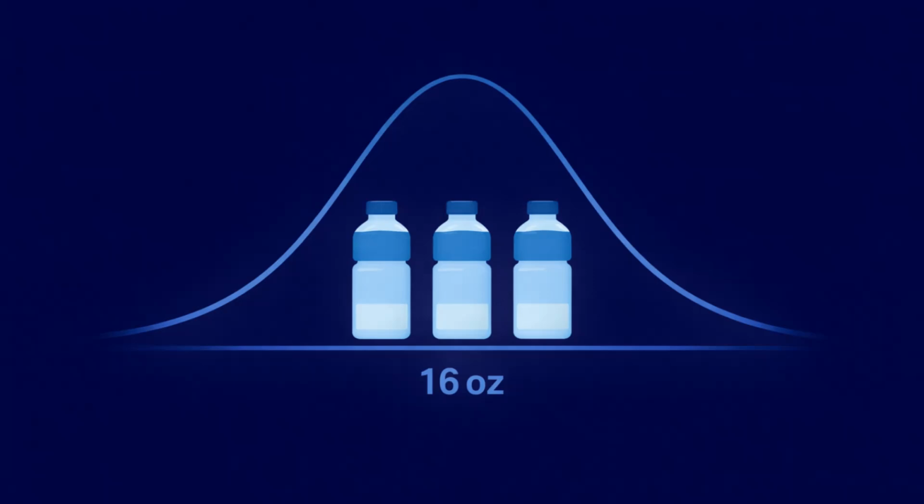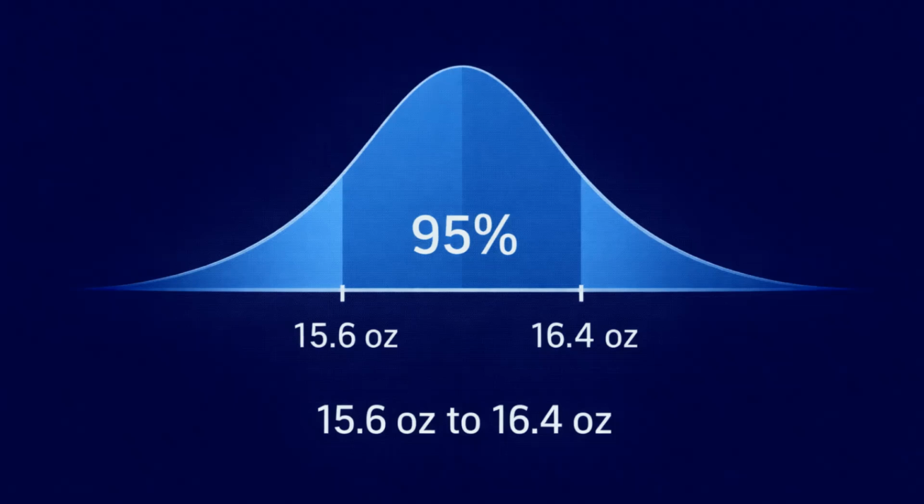Imagine a bottling company that fills 16-ounce sports drink bottles. The company tracks fill amounts and finds they follow a normal pattern with an average of 16 ounces and a standard deviation of 0.2 ounces. A contract requires that at least 95% of bottles fall between 15.6 ounces and 16.4 ounces. The manager wants to know whether the current process meets that requirement.